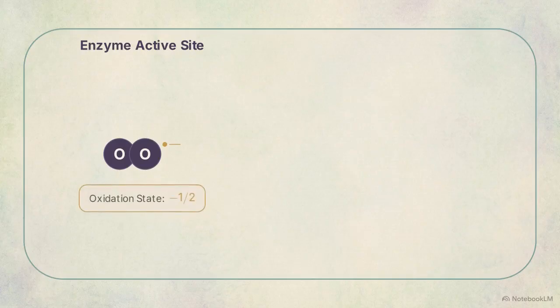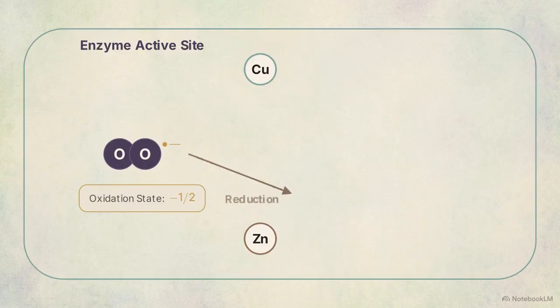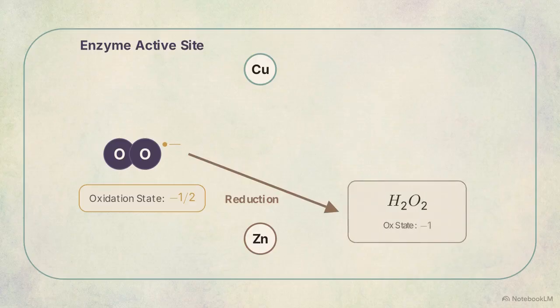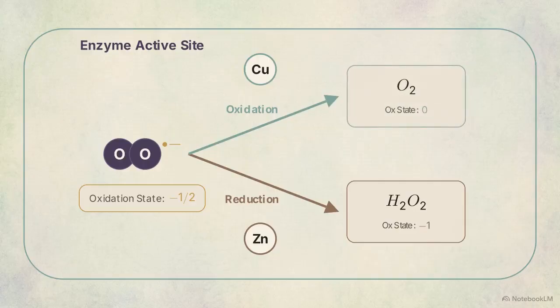This diagram shows a reactive oxygen-free radical entering the enzyme's active site. Because the negative charge is shared across 2 oxygen atoms, the element carries an unstable fractional oxidation state of -1/2. Inside the active site, copper and zinc atoms act as reducing agents to force a dismutation. The radical disproportionates. One path reduces the oxygen to -1, forming hydrogen peroxide. The other path oxidizes it to 0, producing stable molecular oxygen.